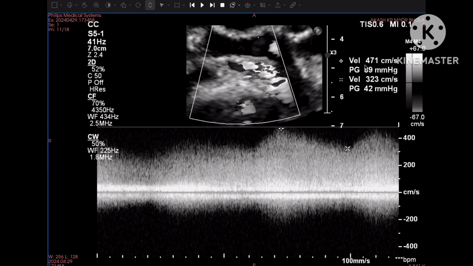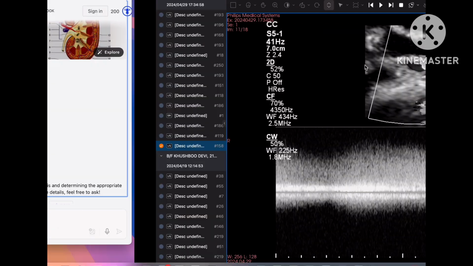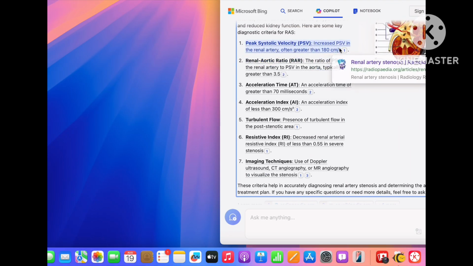Let us go to the criteria of renal artery stenosis. You can see the peak systolic velocity. If peak systolic velocity is more than 180 centimeters per second, that is in favor of renal artery stenosis. So here the velocity is more than 400. The renal artery aortic ratio, the ratio of peak systolic velocity in the renal artery compared to that of the aorta at the same level, typically greater than 3.5, is the criterion for renal artery stenosis.